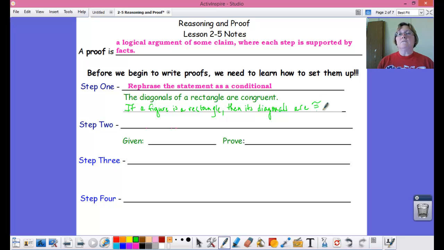Very good. The reason that we want to get it in conditional form is because that leads us right into step 2, which is identifying the hypothesis and conclusion of that conditional. Reason being, the given information in our proof is the hypothesis. So I'm going to draw an arrow here. Hypothesis is what's given, and in our example, we have a rectangle. What we have to prove is the conclusion of that if-then statement, and that is that the diagonals are congruent.